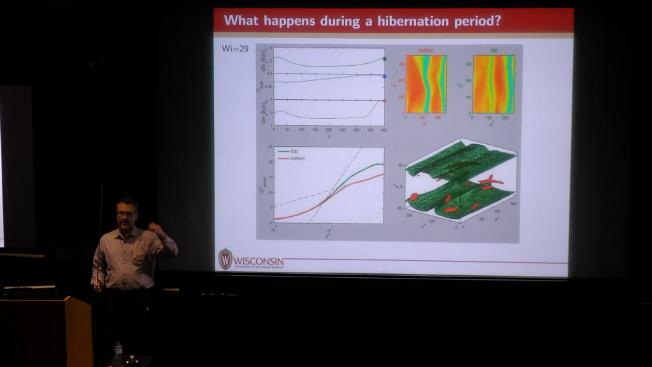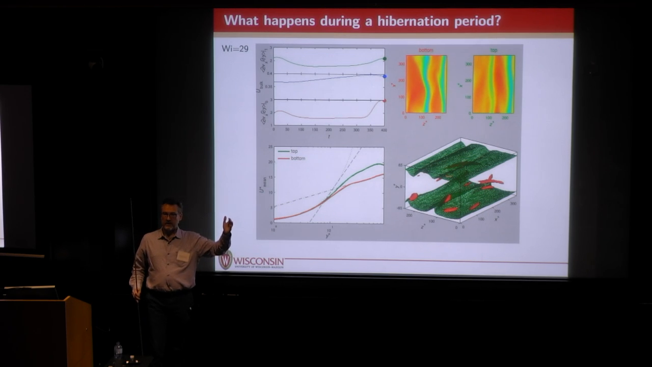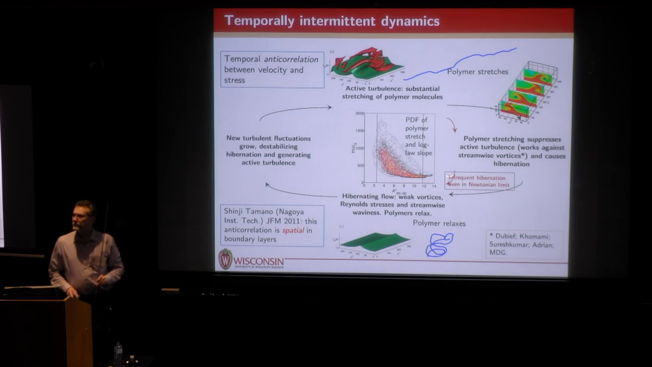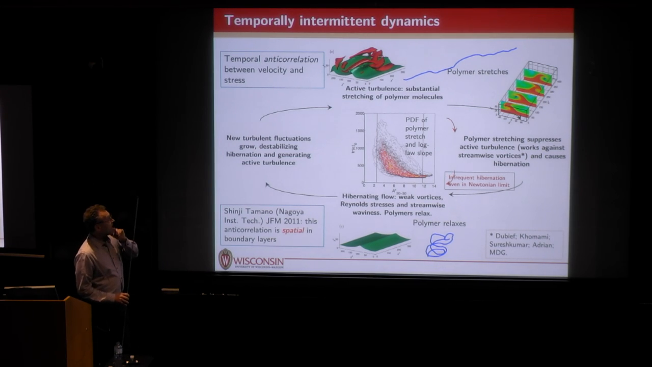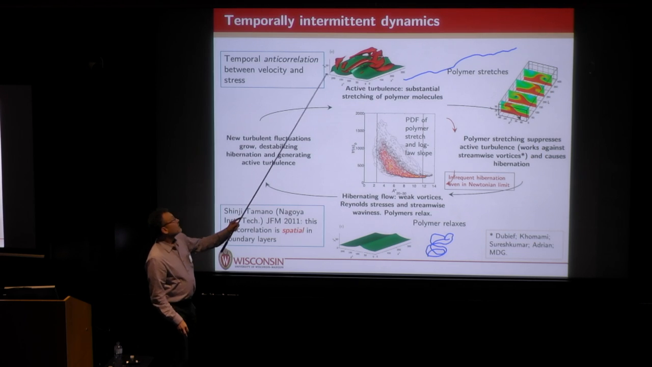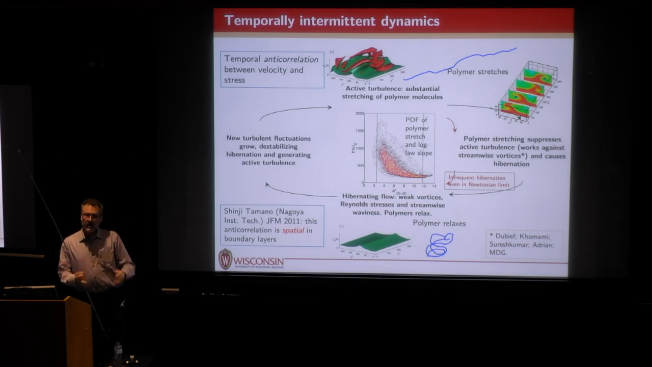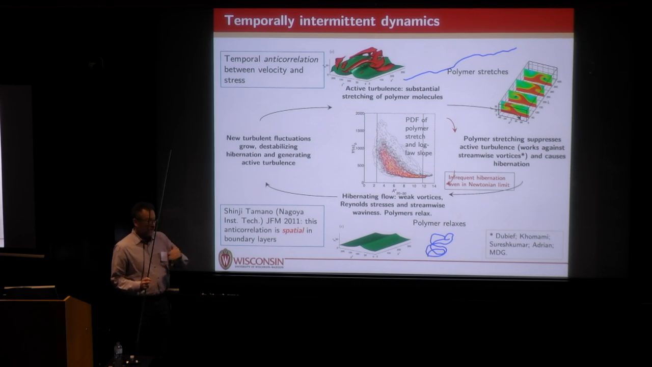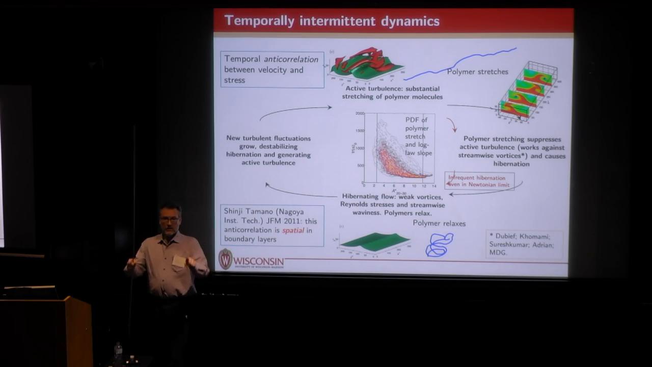So you have this alternation between these very weak vortex states and much stronger vortex states that are characteristic of the Newtonian flow. So you can make a picture of that, just roughly speaking. In the active turbulence, we have relatively strong streamwise vortices, and those are actually quite good at stretching the polymer molecules. And then those active intervals end as the polymer stretching suppresses those streamwise vortices.